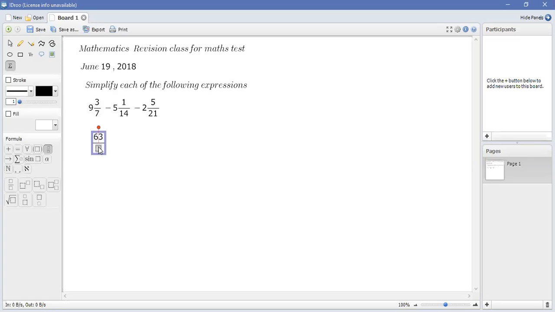So we change the mixed fraction to an improper fraction first. You can do it that way. Some people will just subtract the 5 from the 9, and then the 2 from the answer you get between these two. So 5 from 9 is 4, then 2 from 4 is 2. Some people have done that. Or you could just change all the mixed fractions to improper fractions. All right, continue now.